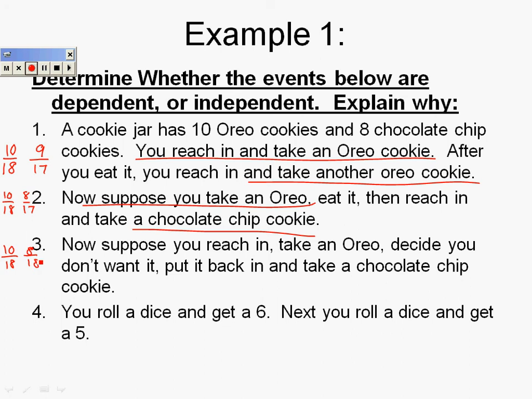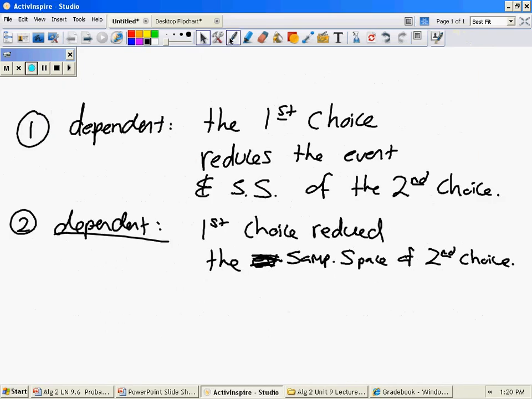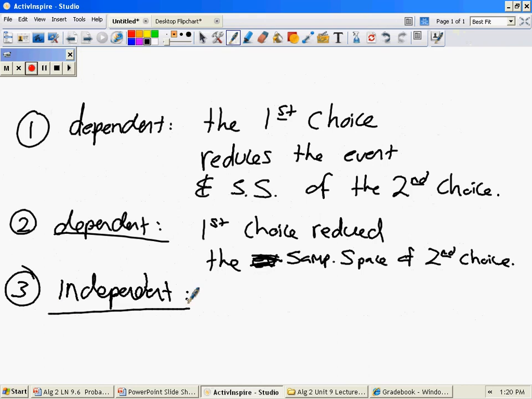Now let me ask you this. I took the cookie, I put it back. Did that affect the number of chocolate chips? The answer is no. Did it affect the total? No. It didn't affect either one, and therefore, what would we say about those events? Those events are independent of each other. They have no effect on one another. So our answer to that is the first choice had no effect on the second.